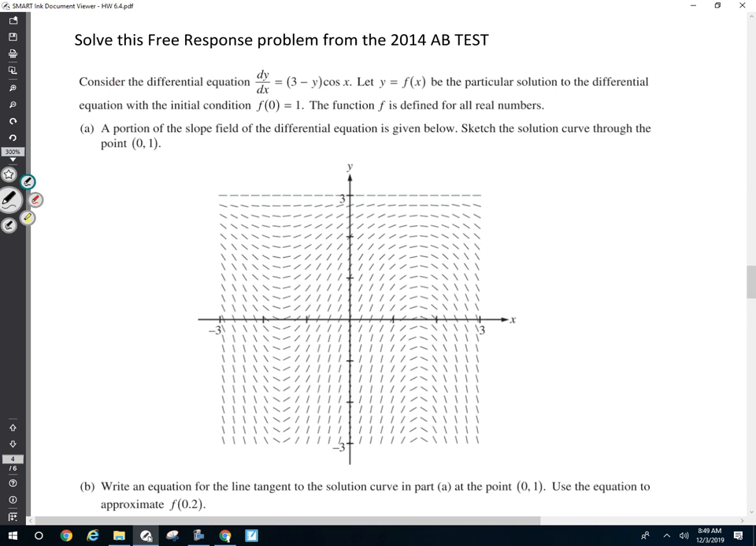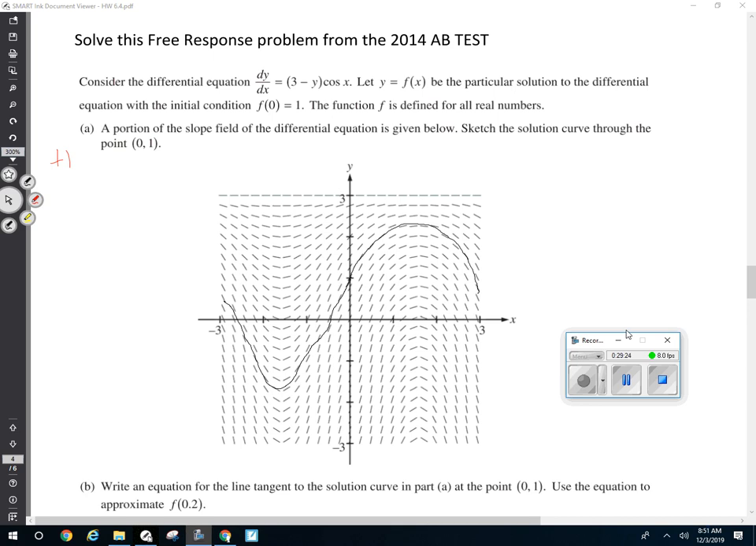All right, so they gave us a slope field. They asked, sketch the solution curve through the point 0, 1. This is probably worth only 1 point. So here's 0, 1, and just do your best to follow the curve and the slopes. That's tricky. Feel like it wants to go like this, but sometimes does, sometimes doesn't. All right, so we got plus 1 there.